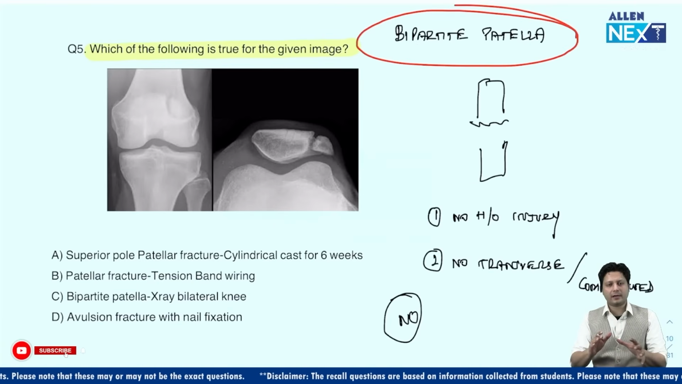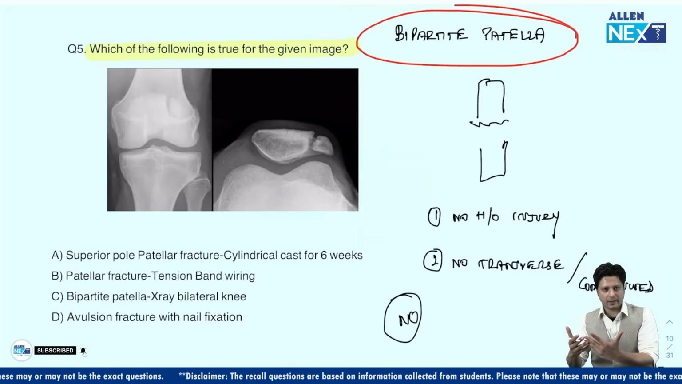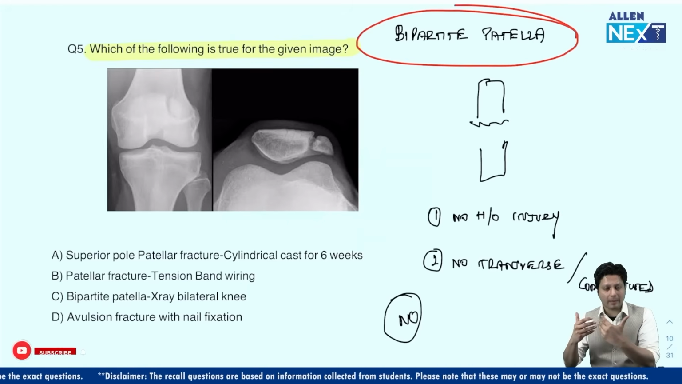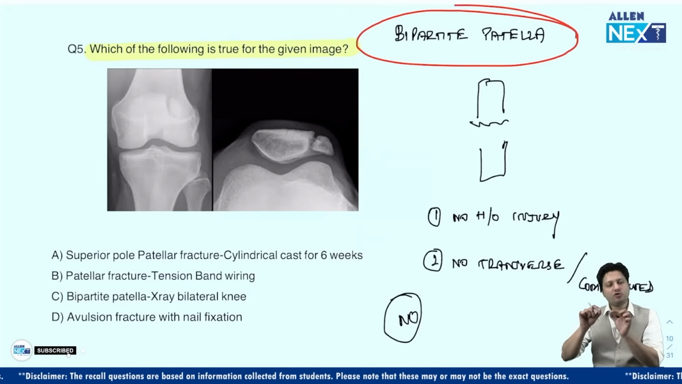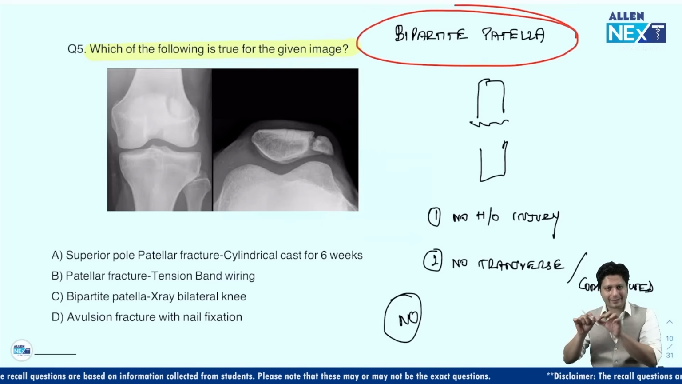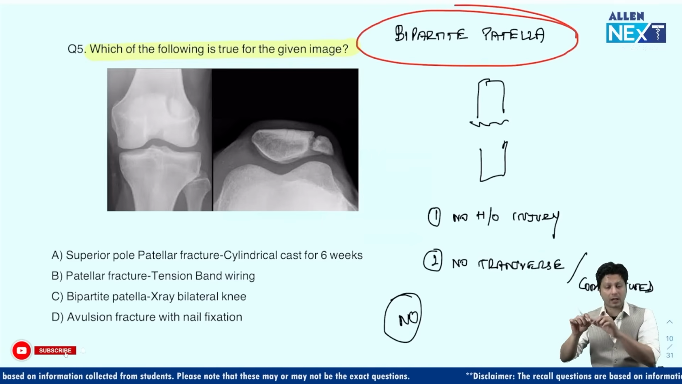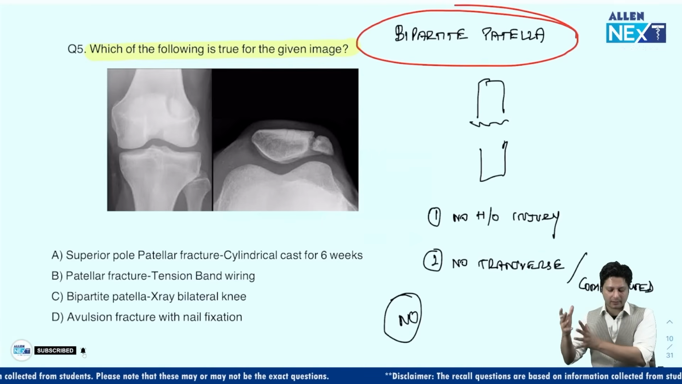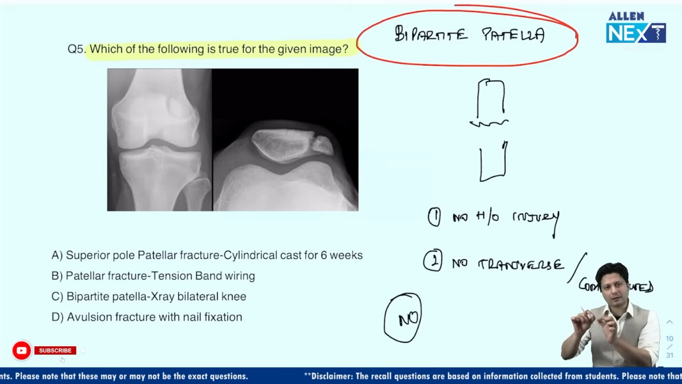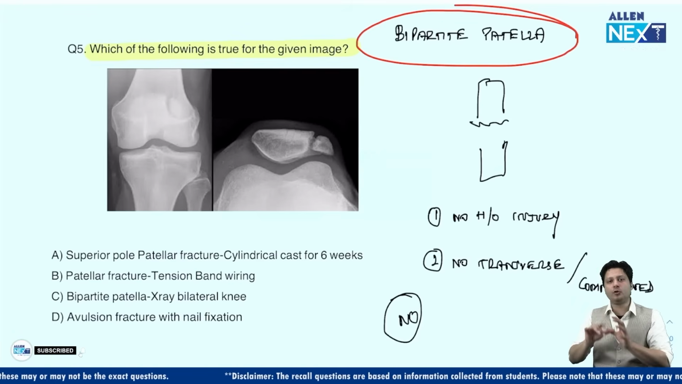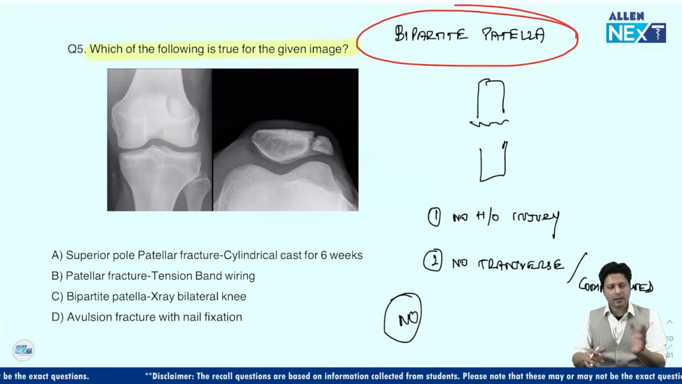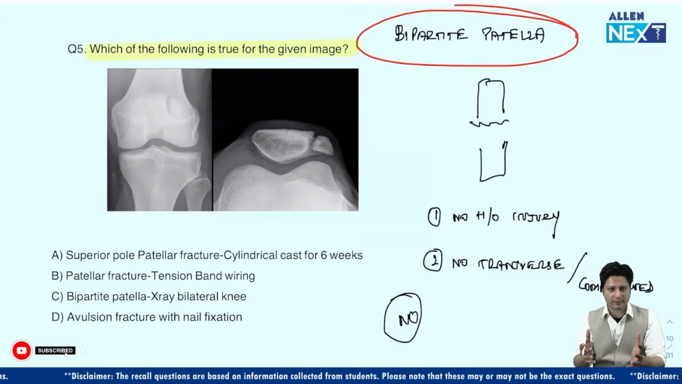It is considered to be a developmental abnormality, where there is a lack of fusion among the poles of the patella, as a result of which a small segment of the patella, more commonly the superolateral pole, remains unfused with the parent bone. Now, what do we see here in the X-ray which is provided?